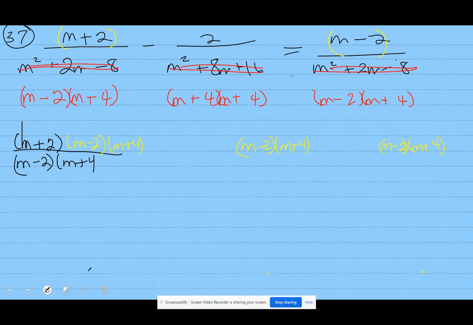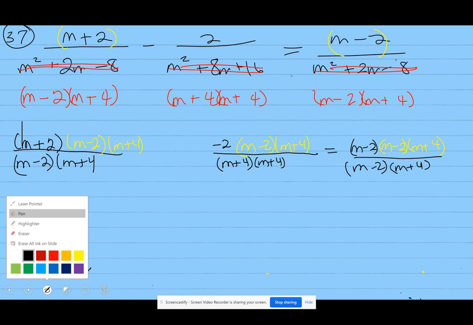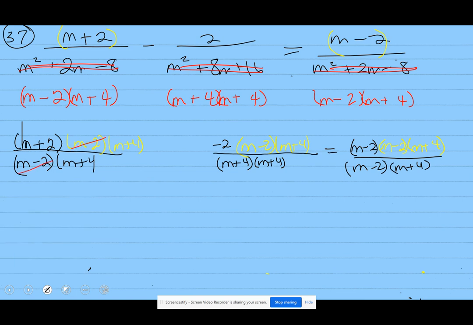Okay, so now let's look at what we got. This one's m plus 4, m plus 4. And this one's equal an m minus 2, m minus 2, m plus 4. Okay, so I force cancel that first fraction. I really probably just goofed you up, didn't I? All right, first fraction's force canceled.